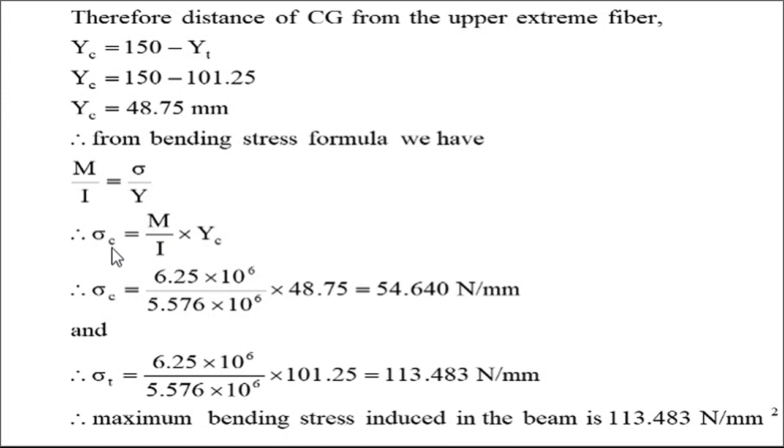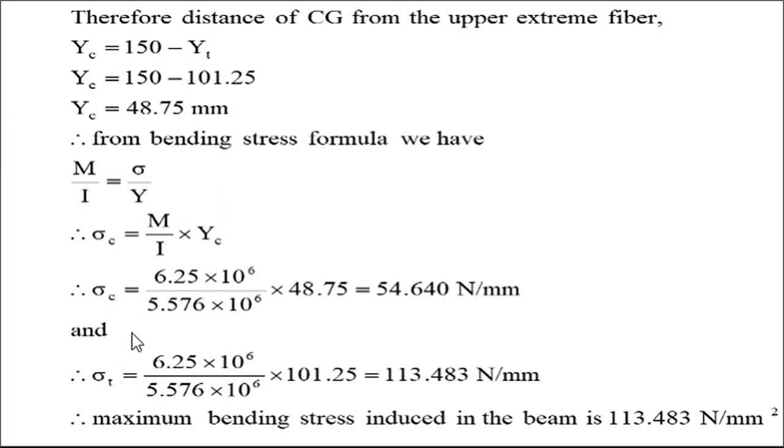So now we have to determine the stresses. First of all, we determine the stress on the compression side. So sigma C equals M divided by I times YC. M we know, the maximum bending moment, 6.25 into 10 raised to 6, divided by I, the moment of inertia of the whole section that we determined, times YC, the distance on the compression side, that is 48.75. This YC we determined from the total height minus YT. If you put the YC here, because we are determining the stress on the compression side, we'll get 54.640 Newton per mm square. That is the bending stress induced on the compression side.